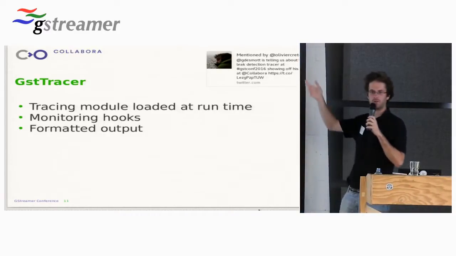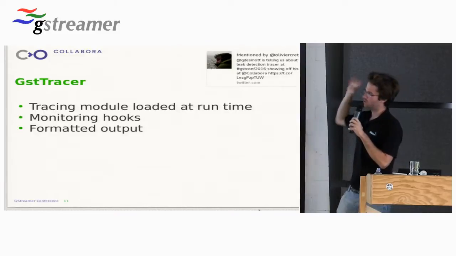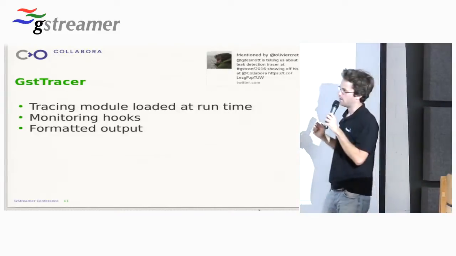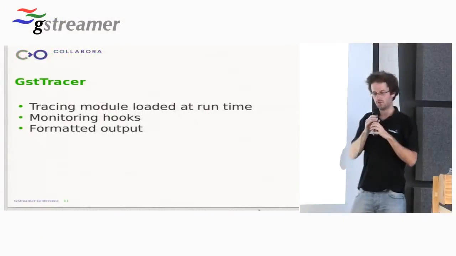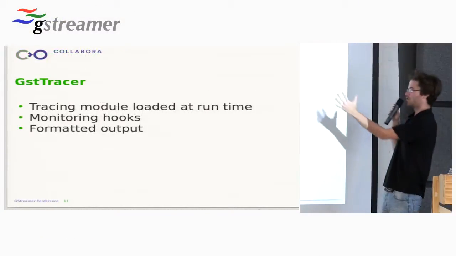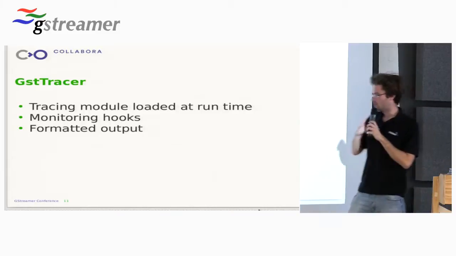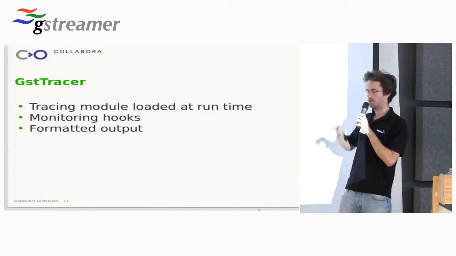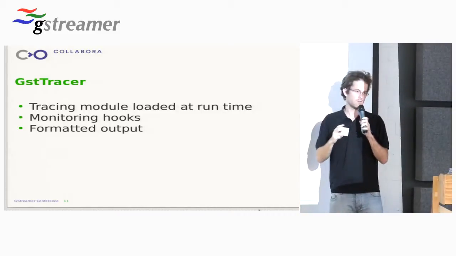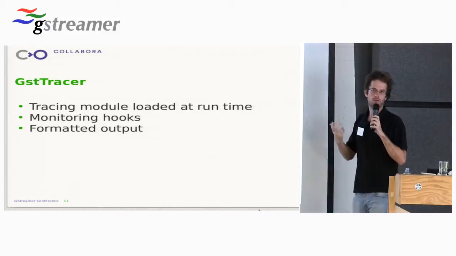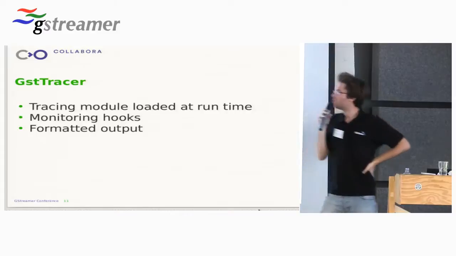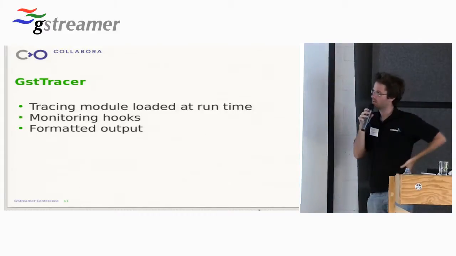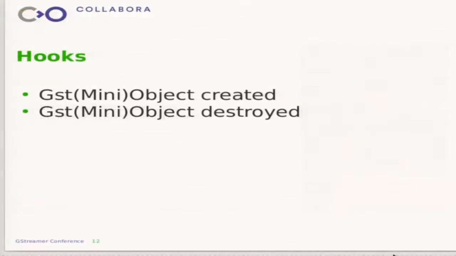What Gst-tracer does basically is it's loaded at runtime, and it allows you to get information about what's going on in your GStreamer pipeline using a bunch of hooks. And you can send formatted output about what's going on, so an external application may eventually read that and use it to do various stuff. Since I wanted to learn about this thing, I decided to use it as well.